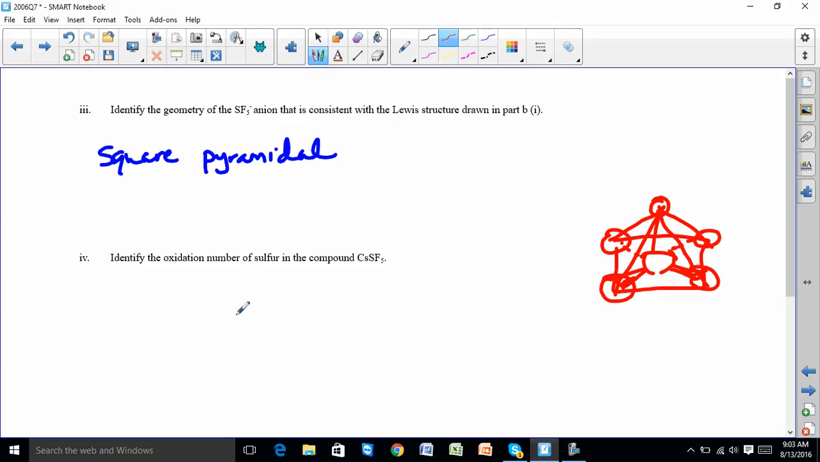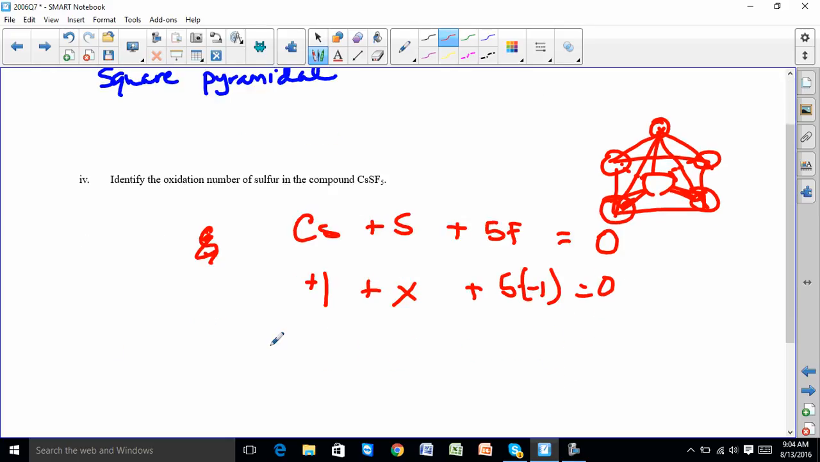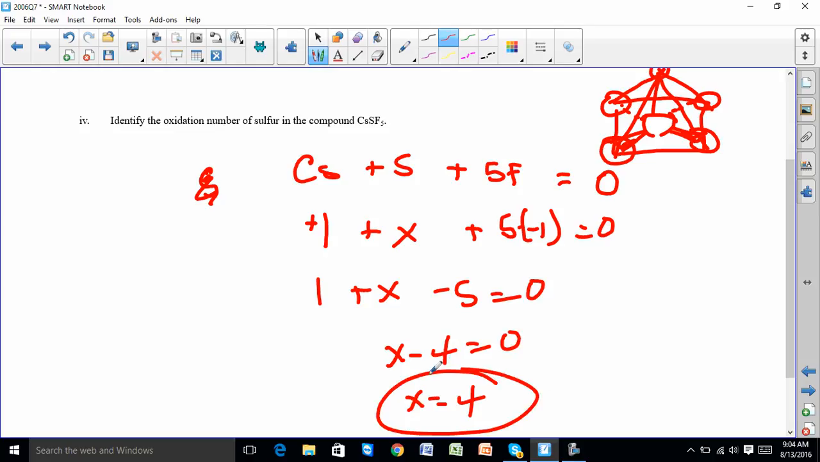And what is the oxidation number of sulfur? Okay, so here are the rules. We have a cesium oxidation number plus the sulfur oxidation number, and 5 fluorine oxidation numbers. They have to add up to 0. Cesium is always plus 1, because this is the group 1 rule. Sulfur is what we're looking for. And fluoride is always minus 1. And so we get 1 plus x minus 5 equals 0. x minus 4 equals 0. x is 4. So that's the answer.